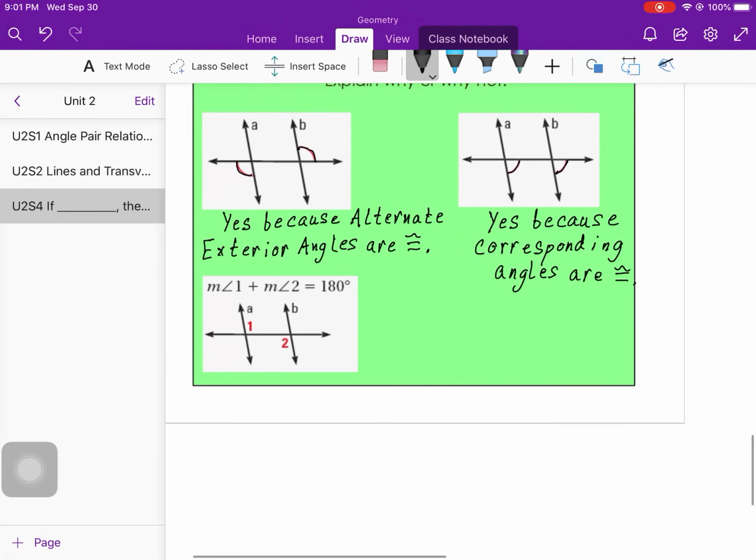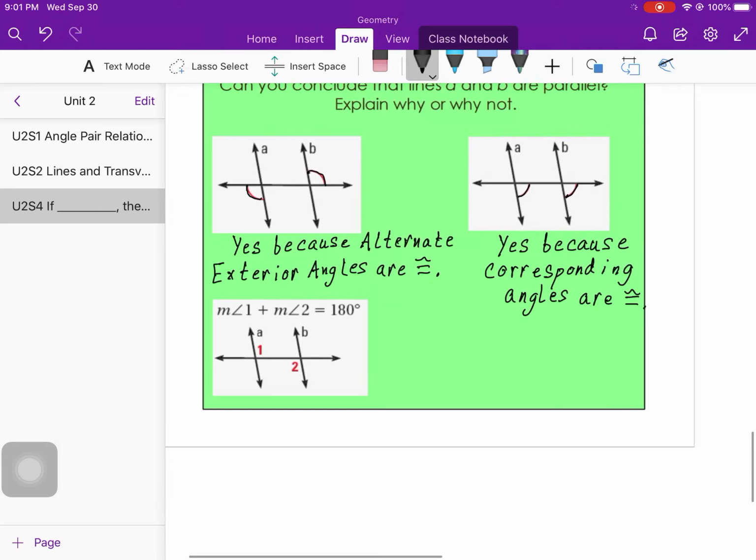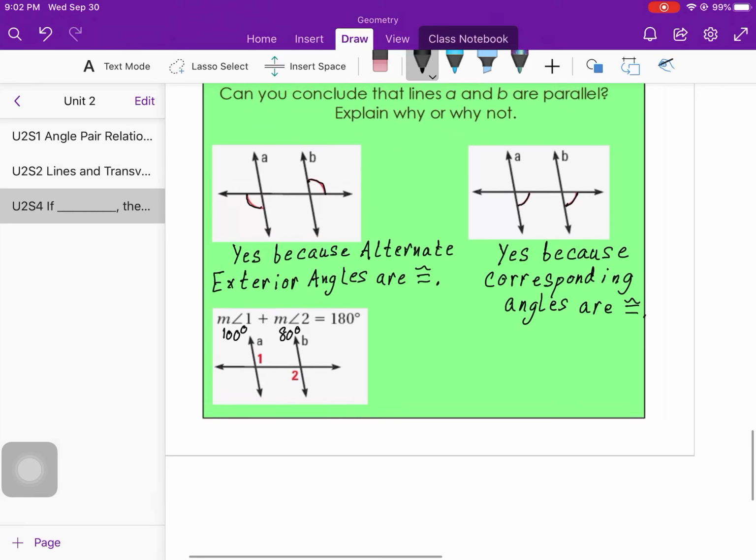Now the last one, the measure of angle 1 plus the measure of angle 2 equals 180 degrees. So these are alternate interior angles because they're both on the inside, opposite sides. Alternate interior does not have to be supplementary. That's only same side. So those two values could be anything and add up to 180. Maybe the measure of angle 1 is 100 and the measure of angle 2 is 80 degrees. Now, technically, they wouldn't be congruent, but they would still add up to 180. So this is not actually enough to prove that the lines are parallel.